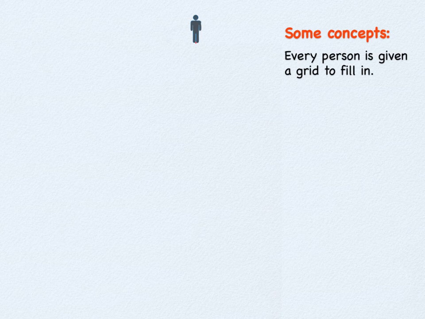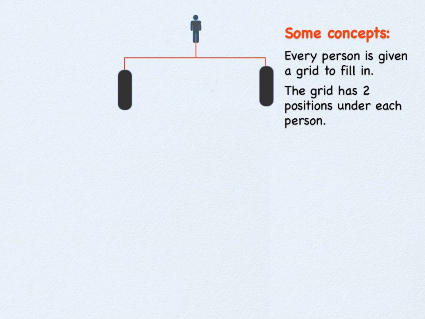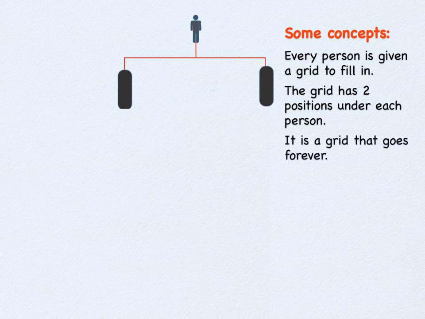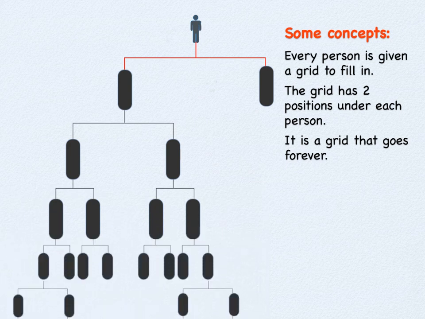Every person is given a grid to fill in. There are going to be two positions under each person. It's a grid that goes on forever and ever. And every single position has two positions underneath it. So this grid, because of the way it's designed and the way it looks, is called the binary.